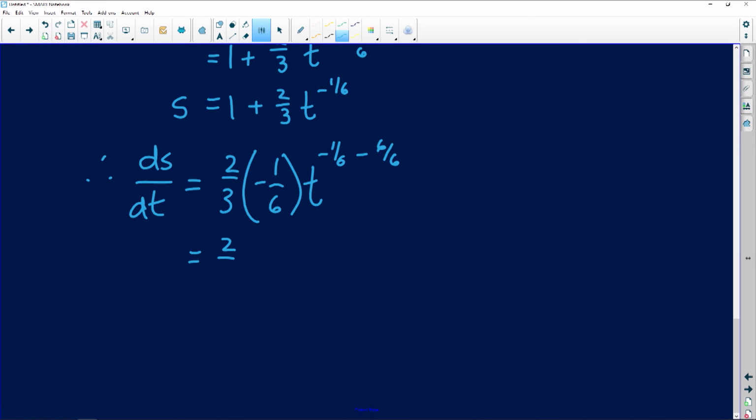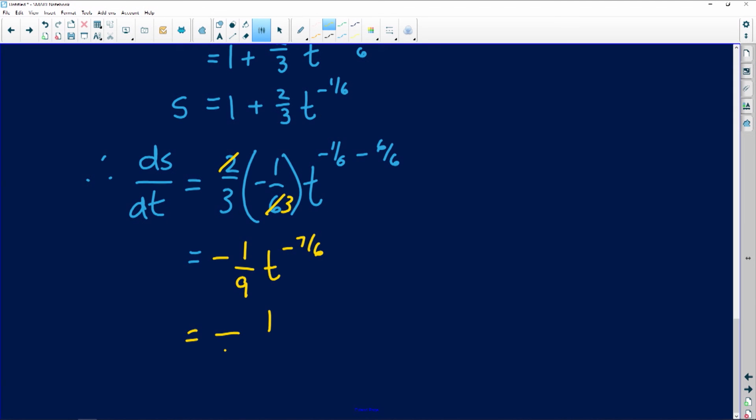what is this? The 2, let's simplify this rather. The 2 goes into the 6 3 times, so that will leave me with a beautiful coefficient of minus 1 over 9, t to the minus 7 over 6. And as I said, if the examiner says leave it with positive powers, the t goes back into the denominator. Okay, so this answer is finally minus 1 over 9t to the 7 over 6. This is the derivative of s with respect to t.